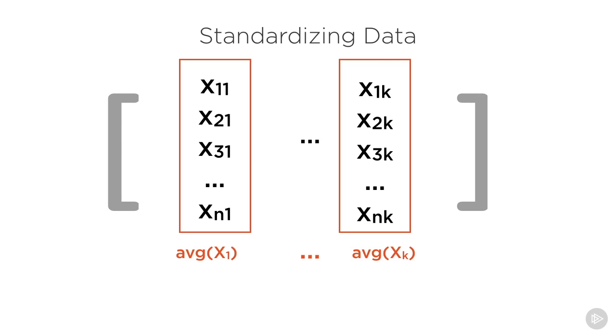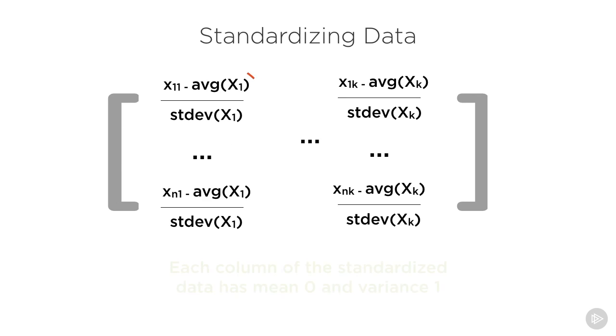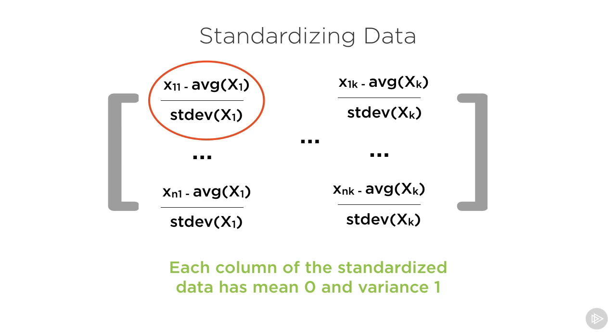In order to standardize this data, you would first find the average across all values in a column and the standard deviation for these values. You would standardize this data by subtracting the average of the column values from every number in the column and dividing that by the standard deviation. As a result of this standardization, each column of the standardized data has a mean of 0 and a variance of 1.